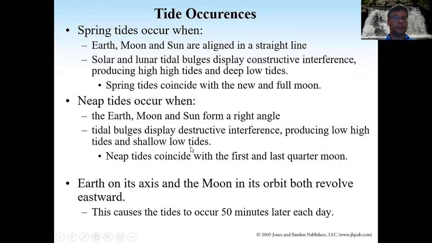So again, spelling out spring tides: Earth, Moon, Sun are all together in a straight line, new or full moon. Neap tides: they're at a right angle, first and last quarter.